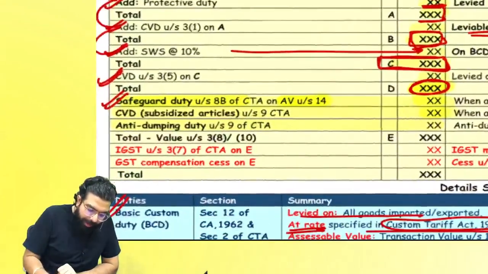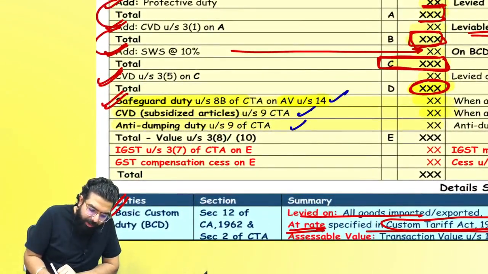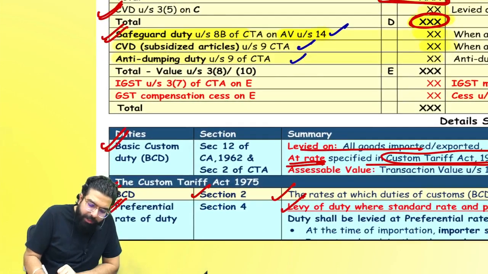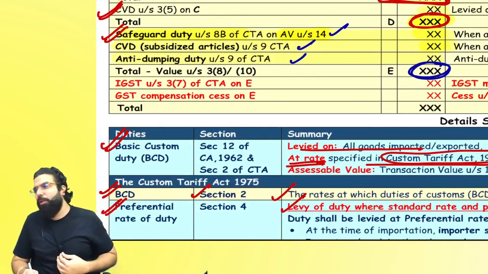Right, everyone? Everyone over here now. Sir, please come back. I went ahead and told you about safeguard, CVD and anti-dumping duty. The total value will come. Everyone listen to me very carefully.